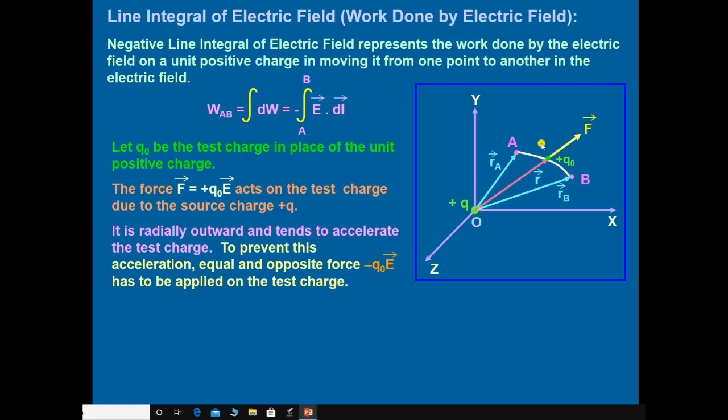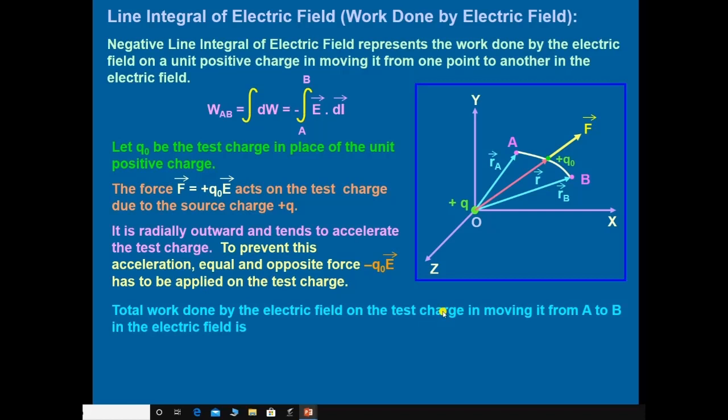O to A is RA, O to B is RB, and from O to this point P is R. The force acting on this Q naught is Q naught E, and it is radially outward. Why outward? Because both are positive charges: Q is positive here, and this test charge is also positive. It is radially outward and tends to accelerate the charge. To prevent this acceleration, an equal and opposite force, negative Q naught E, has to be applied on the test charge.